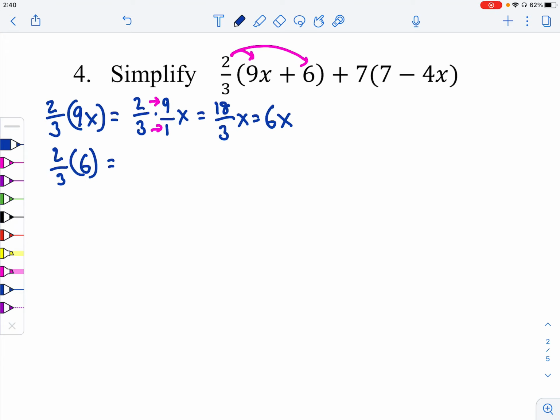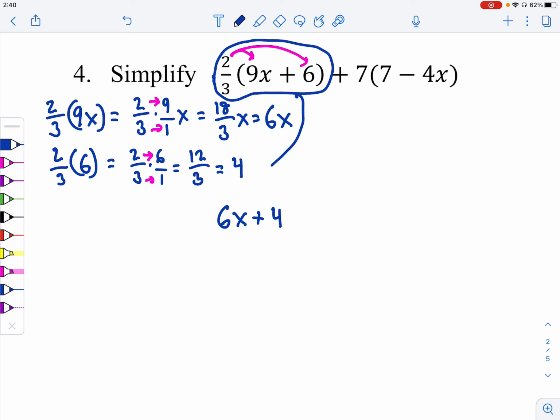The next one we get 2/3 times 6. So 2/3 times 6/1. And multiply across. 2 times 6, 12. 3 times 1, 3. And 12 divided by 3, 4. Right there. So that first part that we distributed is going to be 6x plus 4. Right? This whole thing right there. We distribute it. It's 6x plus 4.